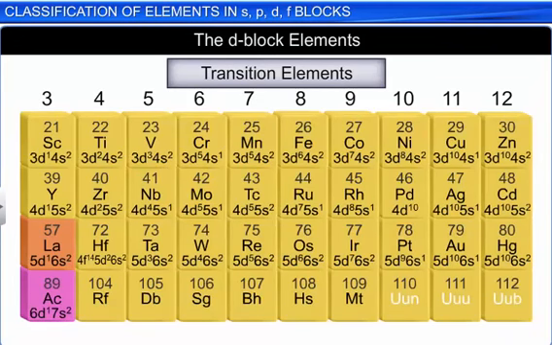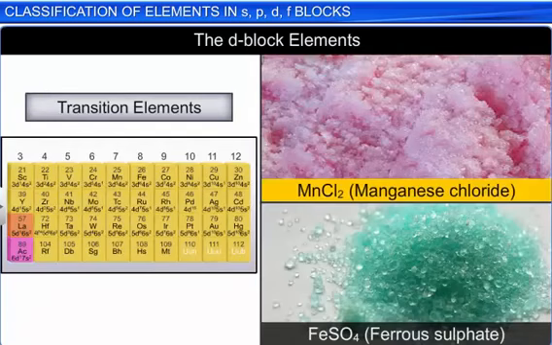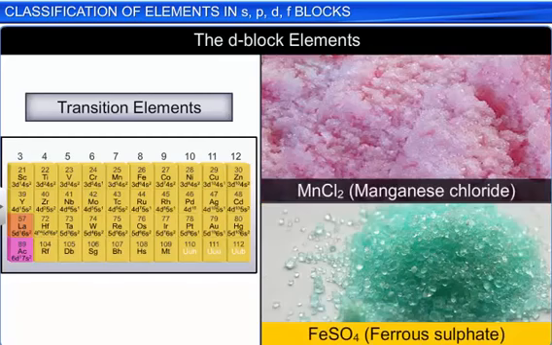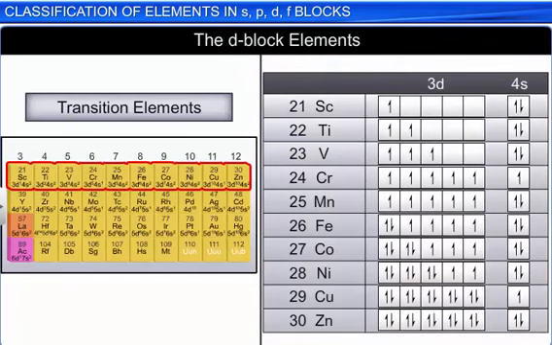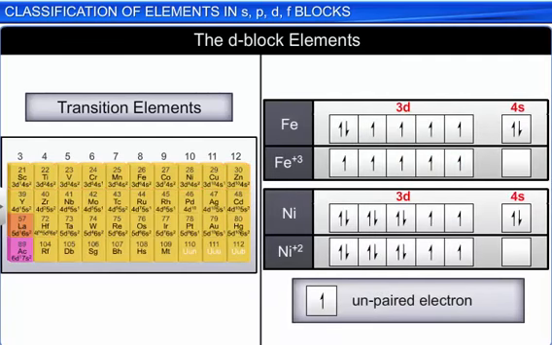Most transition metals form colored compounds. For example, MnCl2 is a pink-colored compound, while ferrous sulfate is a green-colored compound. These elements and their ions are usually paramagnetic. That is, they are attracted to external magnetic fields because of the presence of unpaired electrons in their d orbitals. For example, the elements iron and nickel and their ions Fe3+ and Ni2+ exhibit paramagnetism.